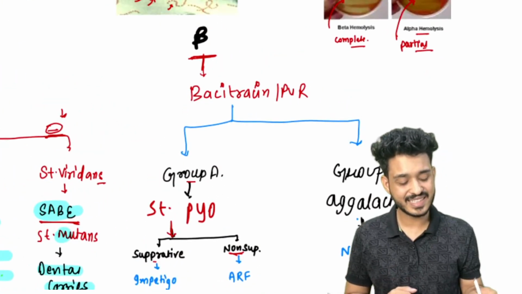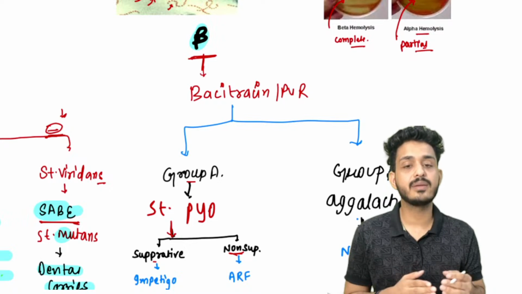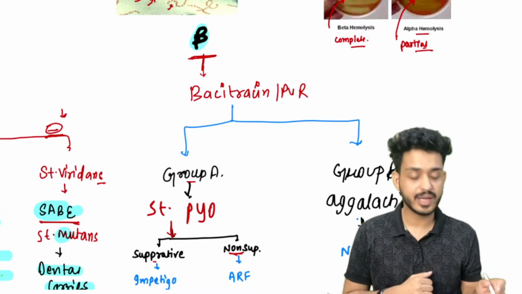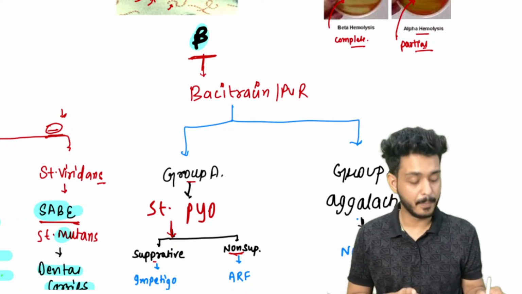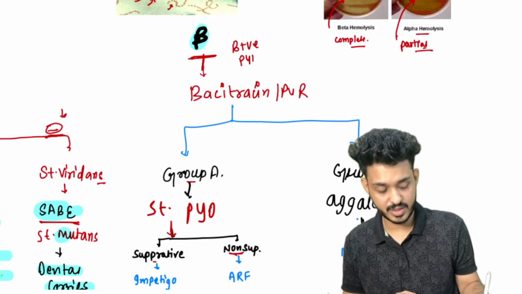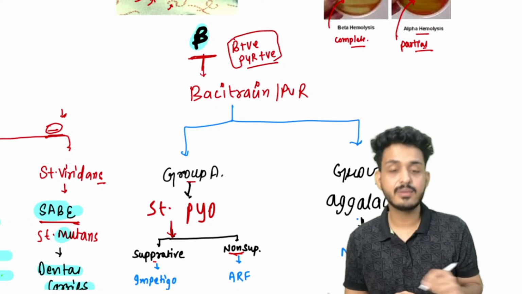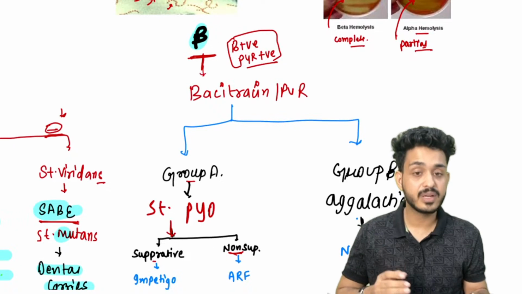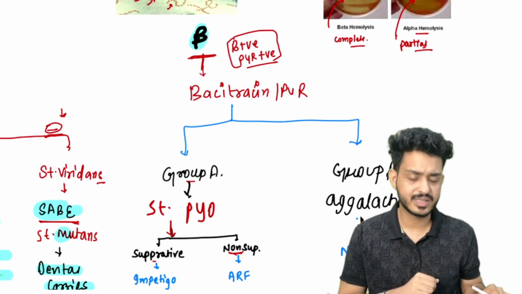Now we will be discussing the beta hemolytic streptococci. That is what we are calling group A beta hemolytic streptococci and group B beta hemolytic streptococci. Basically just remember a simple word. Beta are B positive, and they are PYR positive. They will be negative for CAMP test and they will be negative for hippurate hydrolysis test. But just remember this particular thing that I am telling you.